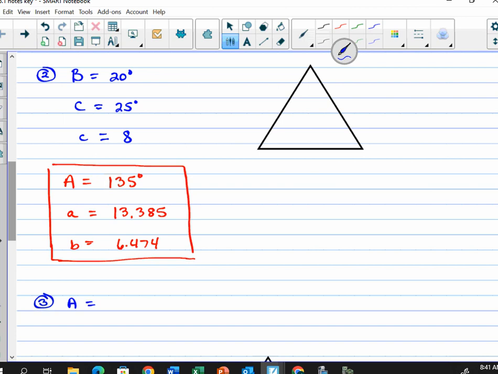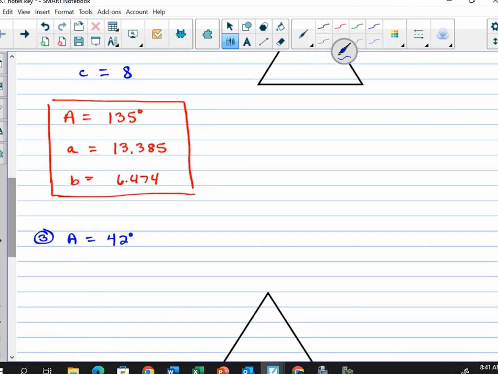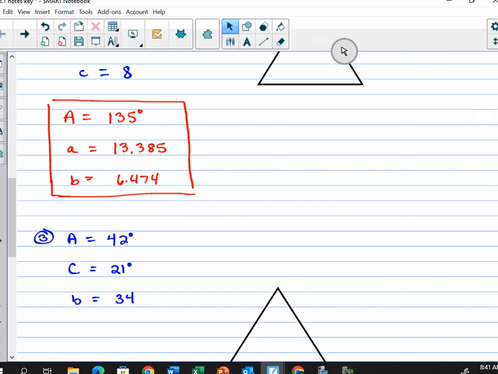So how many examples are there? Three. And then I'm going to draw a picture about angles of elevation and depression. All right, guys, try number 3 for me.